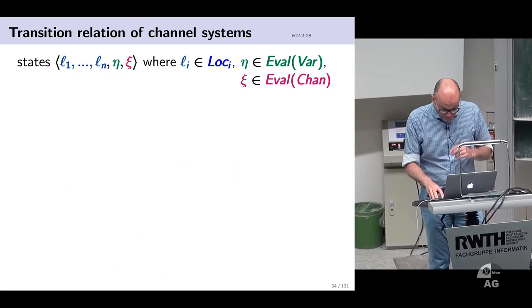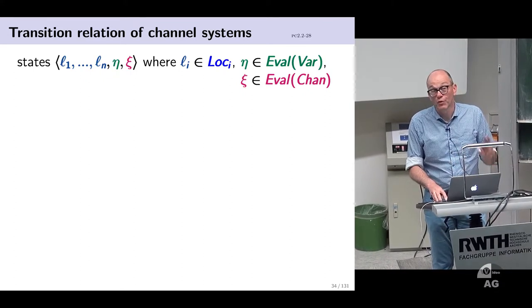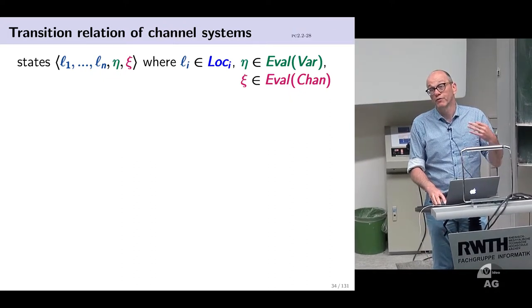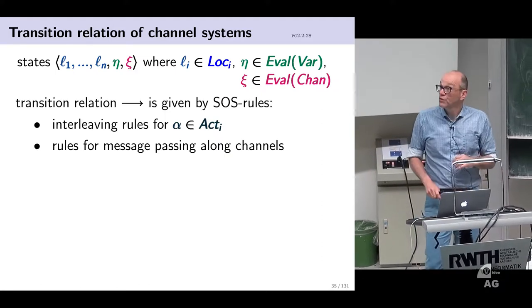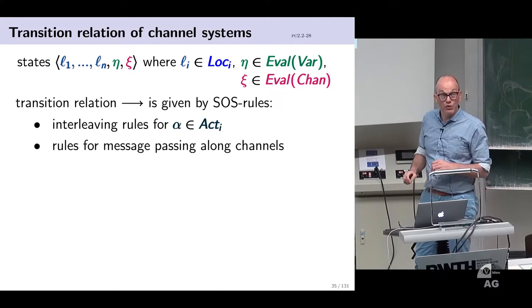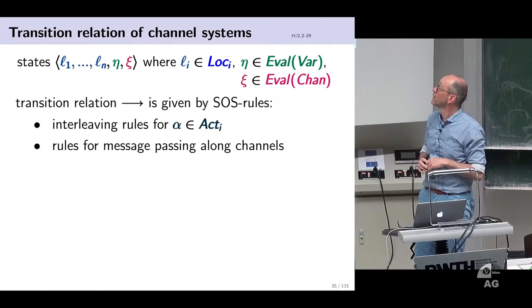Good. Now we're going to define the transition relation. We now know what the states are, and now we need to know how we can evolve from one state to another. We're going to do this by means of structured operational semantics rules, with a premise, a bar, and a conclusion, as we have seen before.